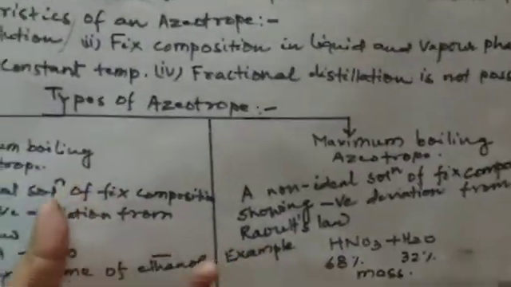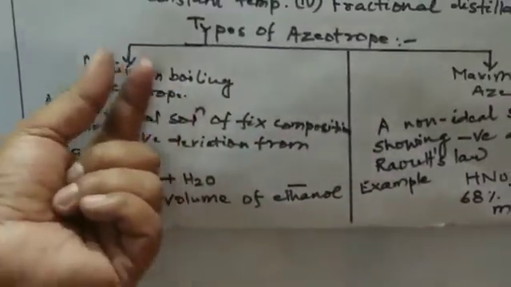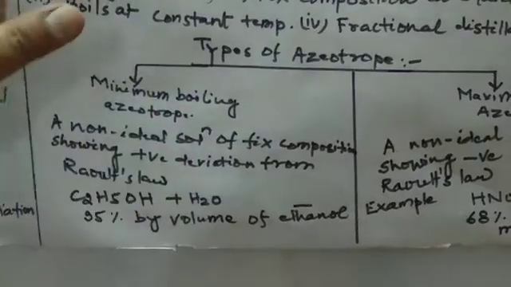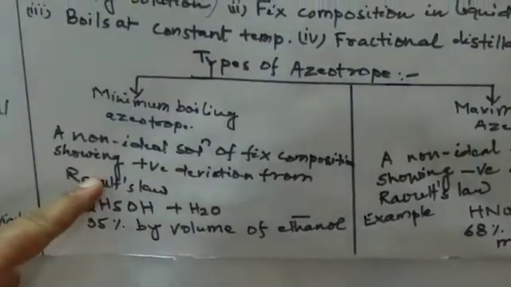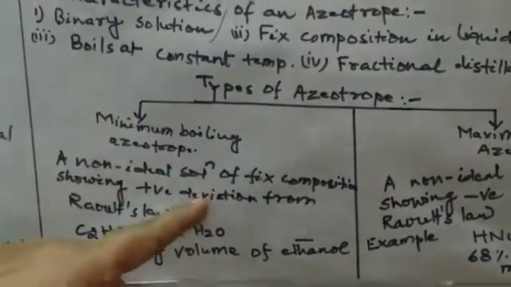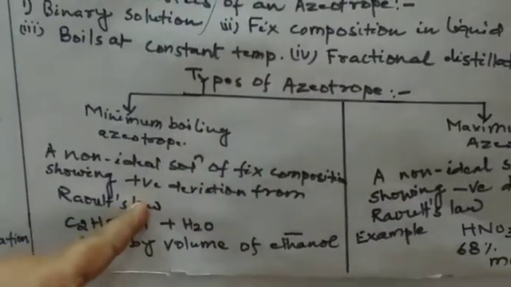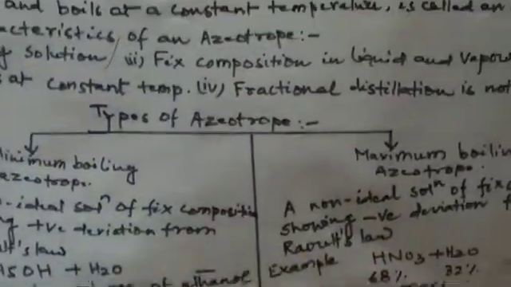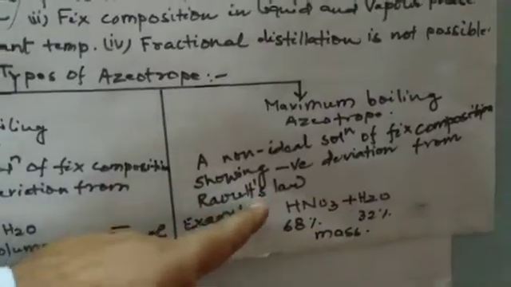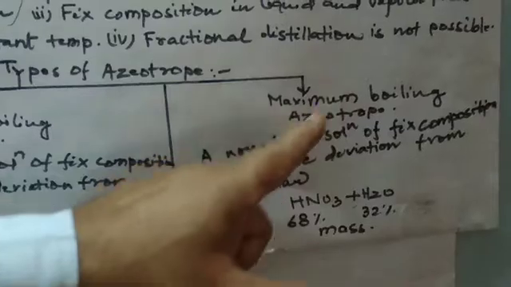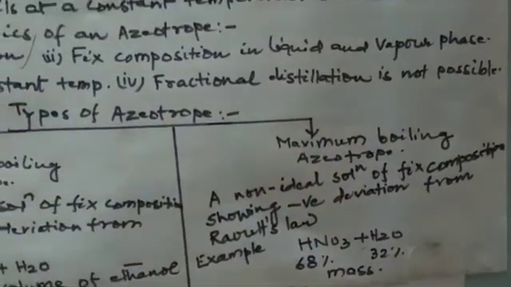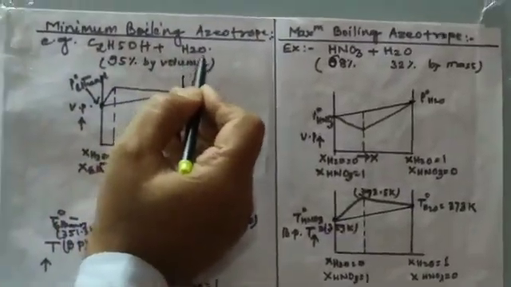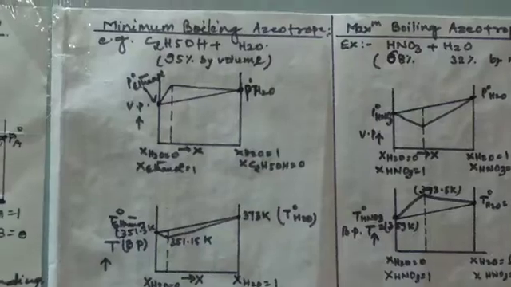Now, why does the boiling point decrease in the case of a minimum boiling azeotrope, a non-ideal solution showing positive deviation, and why does the boiling point of a solution showing negative deviation get enhanced, maximized on mixing the two components? For this minimum boiling azeotrope, that is a 95% ethanol solution in water by volume, what do we see?